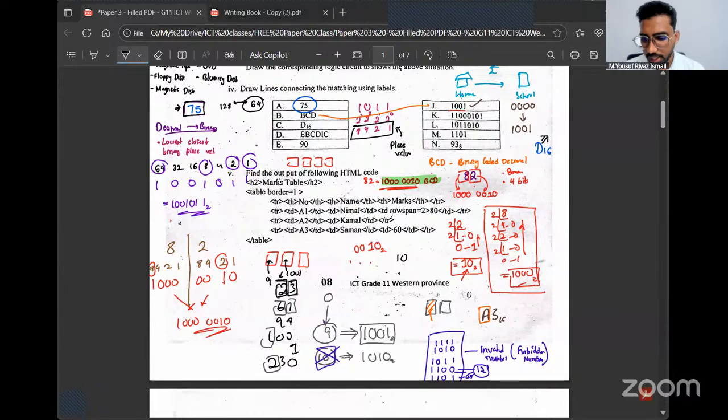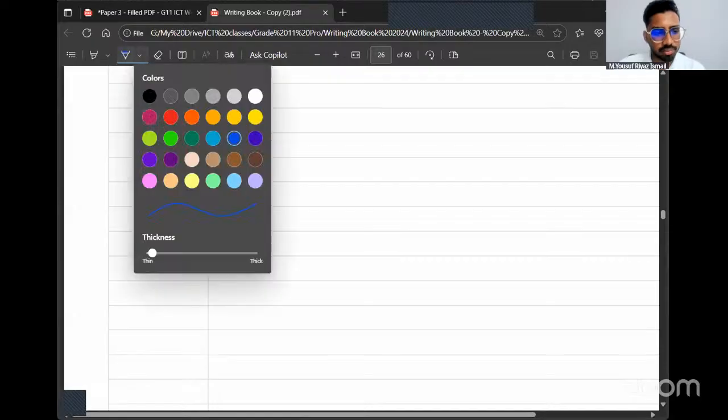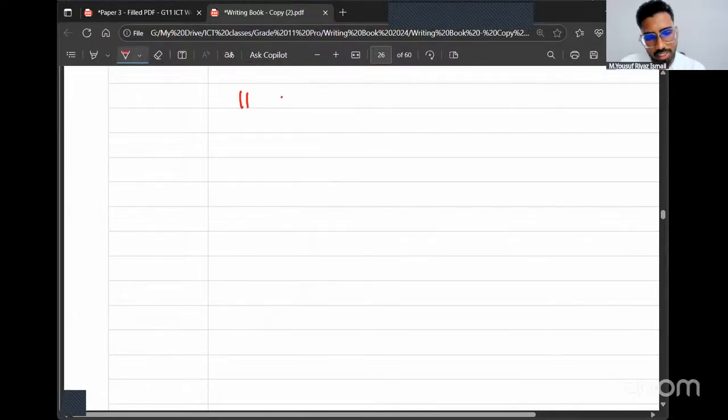Perfect. Exactly. D means 13. So if you convert 13 to binary, it will look like 1101. There are two ways you could convert the number 13 to binary. I'll tell the easiest way. So this is basically hexadecimal to binary.